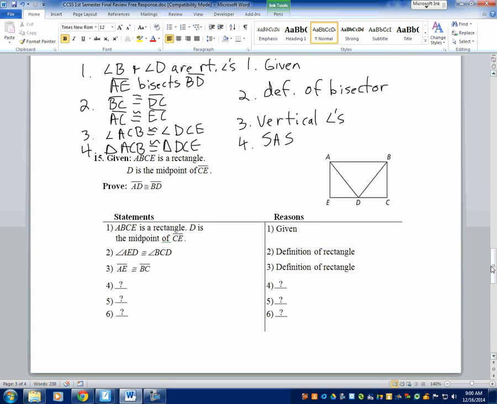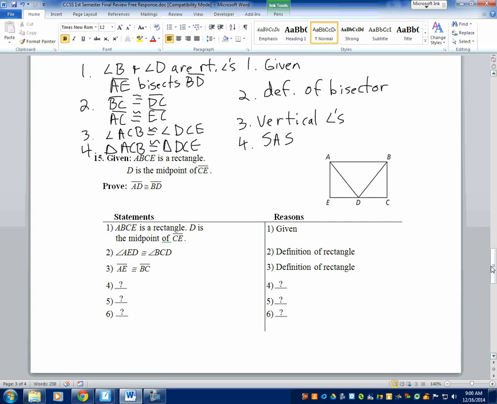All right. Finally, this last one on here is going to be a CPCTC proof. So we're going to prove the triangles congruent first, and then prove that other parts that we didn't already prove or say were congruent are also congruent. So it says ABCE is a rectangle, D is the midpoint of CE. Okay.